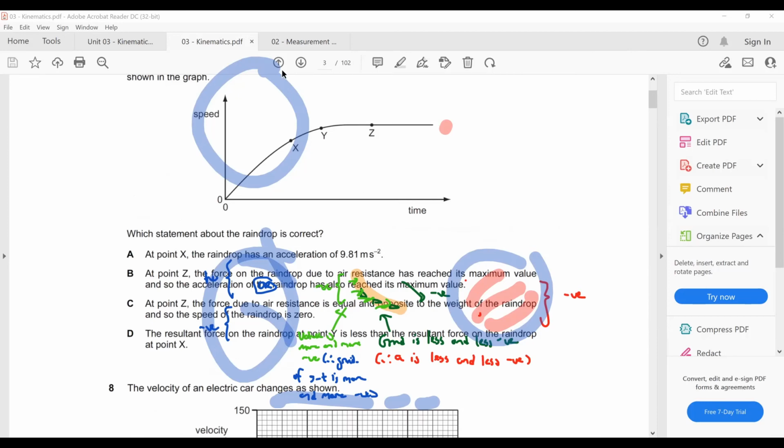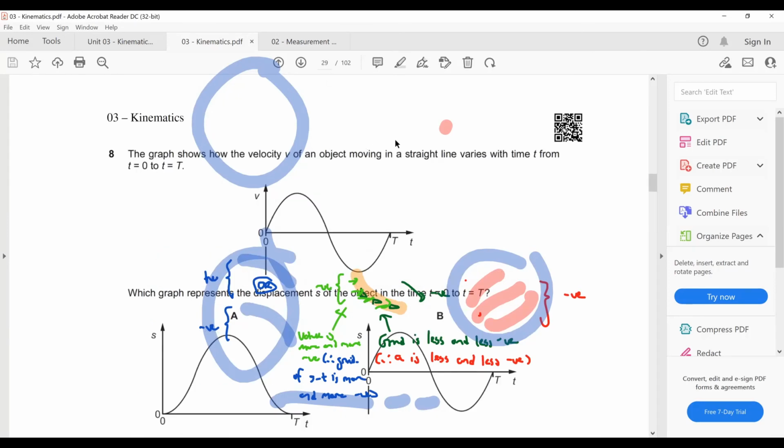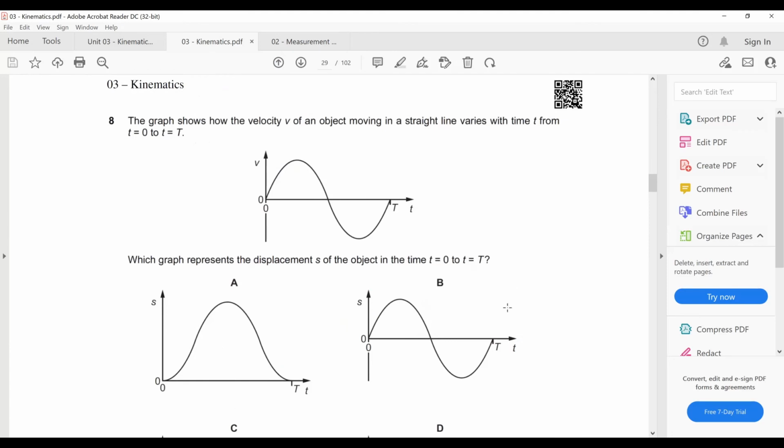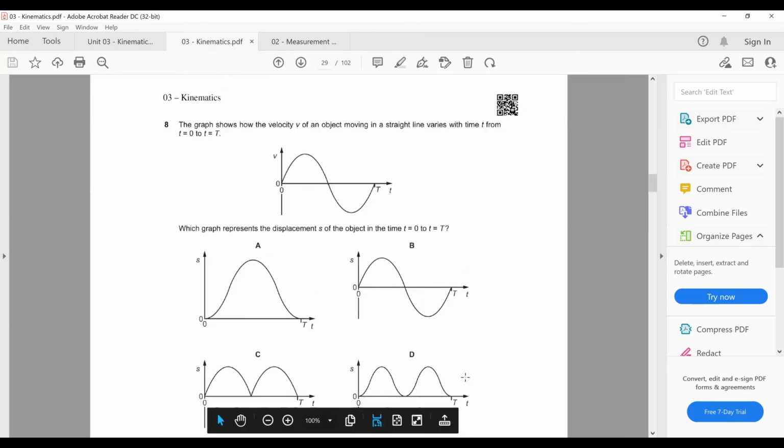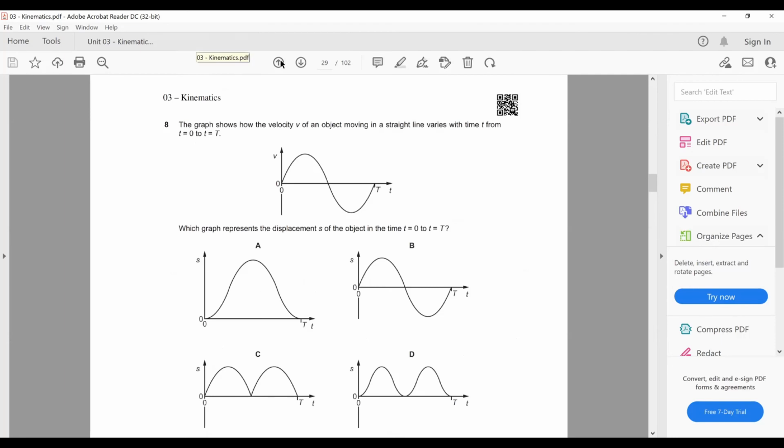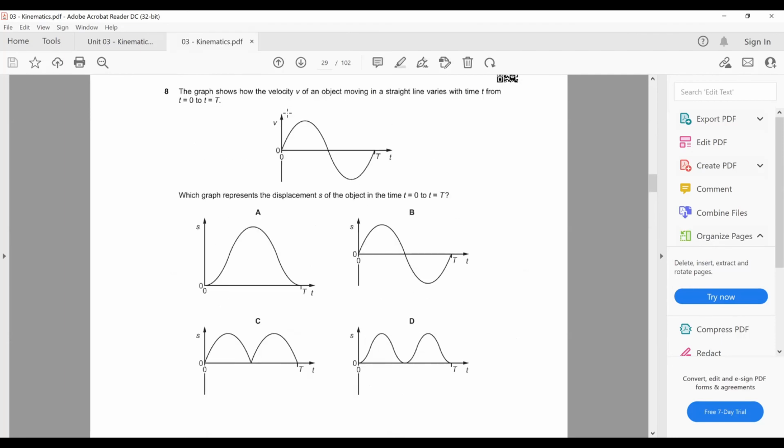If you look at page 29, this one will make use of what I just mentioned to you. Have you done a question like this before? Yeah, something similar in school. Okay, so how will you get the answer for this?